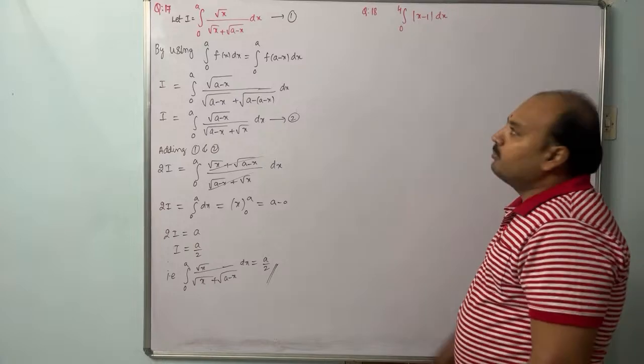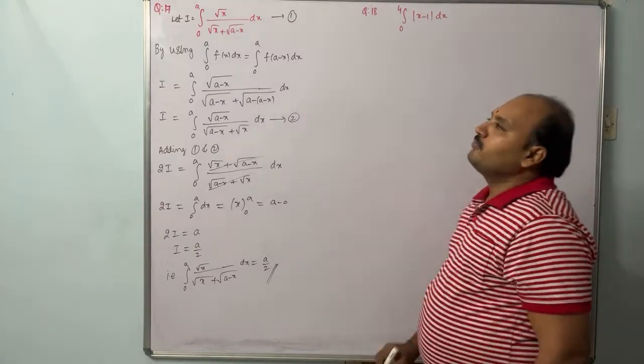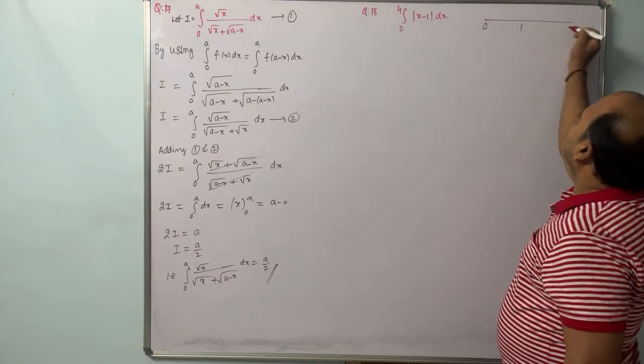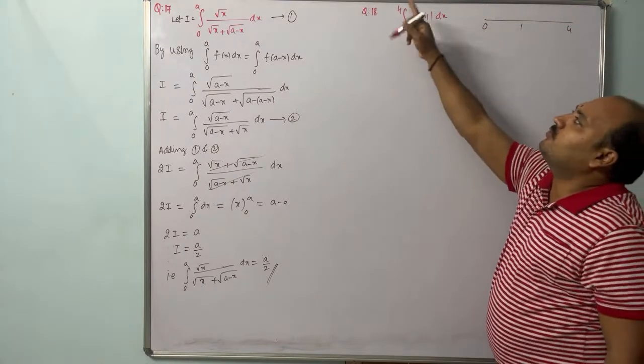Okay, dear students, we'll move on to another question here. In the real number line, 0, 1, 4, according to this 0, 1, 4.